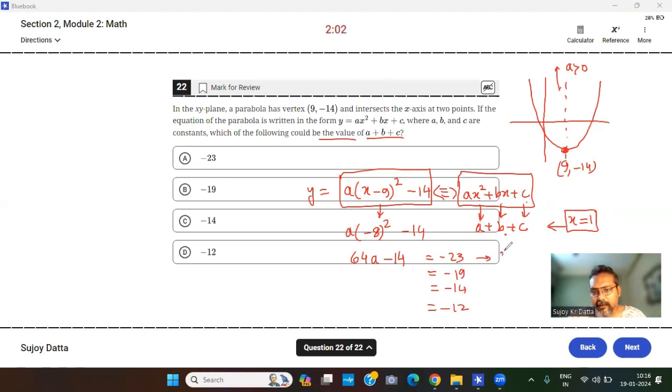This is giving me 64a to be minus 9. Can't be because a has to be positive. This is also giving me 64a equals minus 5, which is not possible. This is giving me 64a to be 0, which obviously doesn't make sense. This is the only one which gives me 64a to be 2, which is positive. So a comes out to be a positive quantity. So only option D satisfies. So that is our answer.